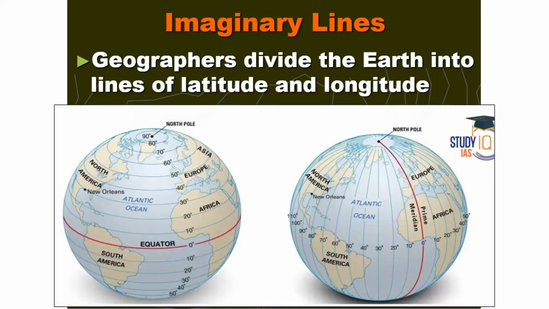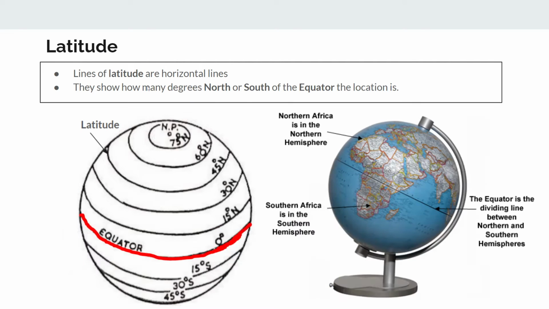So, how do we find the terrestrial coordinates of a specific place on Earth? We use imaginary lines. Geographers divide the Earth into imaginary lines of latitude and longitude. These are our latitudes, horizontal lines, and these are our longitudes, vertical lines. So let's start with latitude. Latitudes, or lines of latitude, are horizontal lines, as you can see. These are all imaginary, and they show how many degrees north or south of the equator this location is.